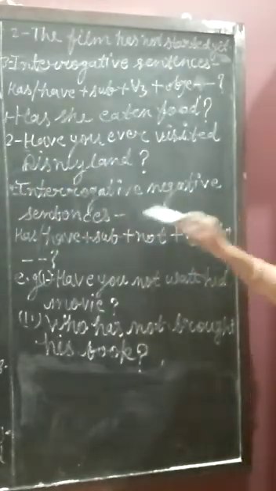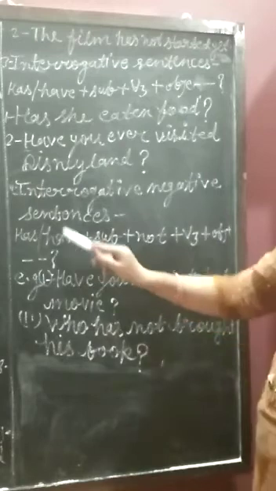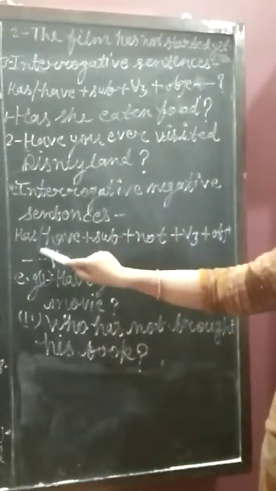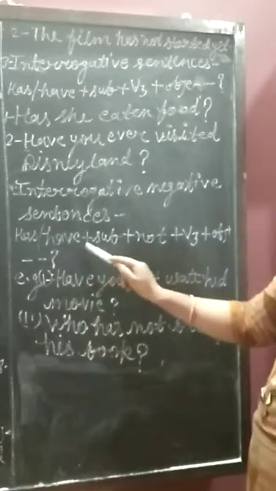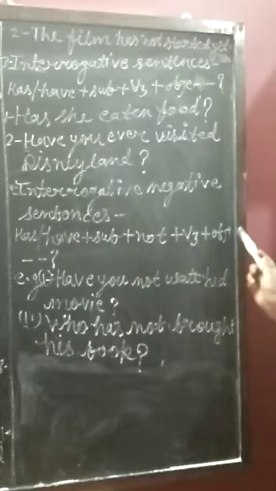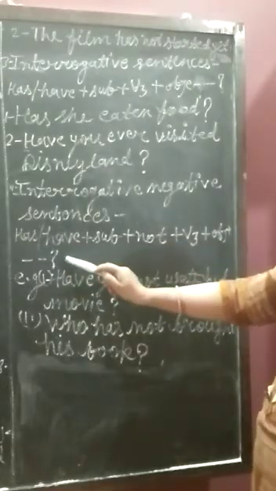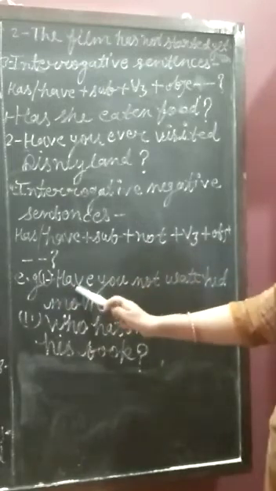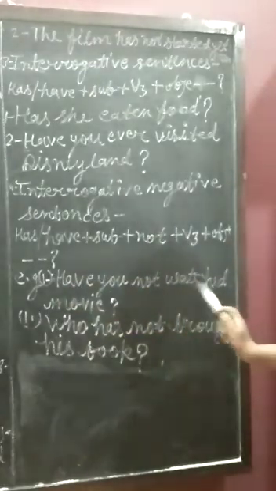Interrogative negative sentences. The pattern is yes and no type sentences. Helping verb comes first. Has or have plus subject plus not plus verb's third form plus object, dash dash dash, interrogative sign. For example, have you not watched movie?